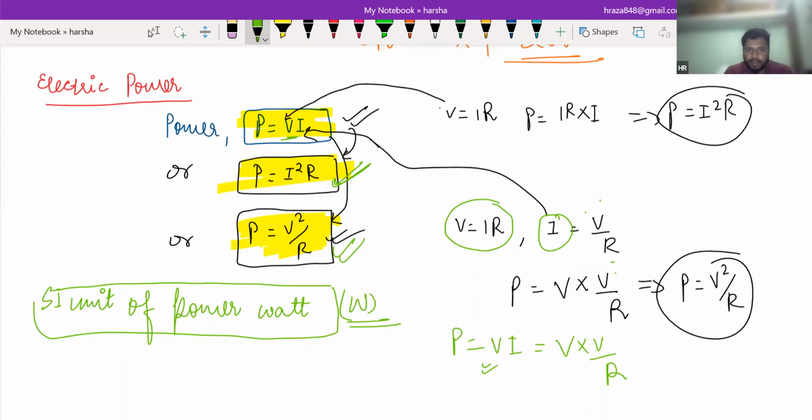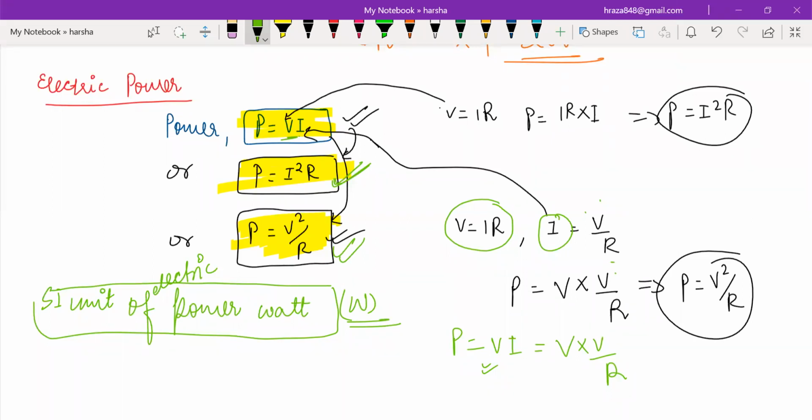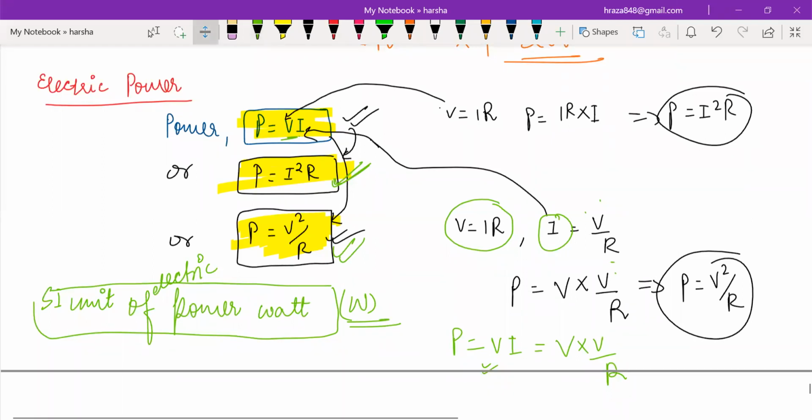SI unit of power is watt. And now we are going to define what 1 watt is. SI unit of electric power, just write it. It will be more specific. Done, everyone? Yes, sir.